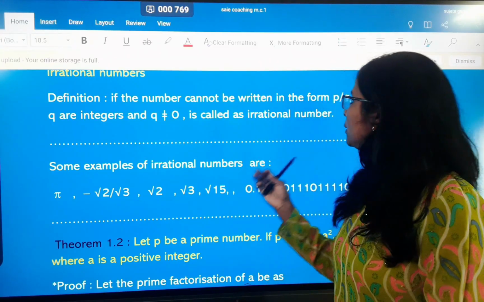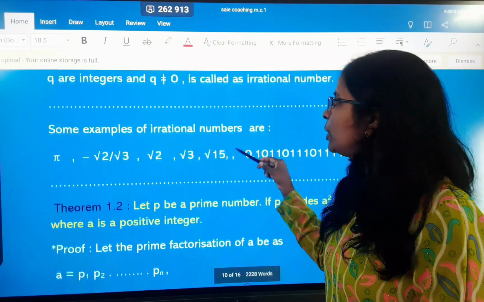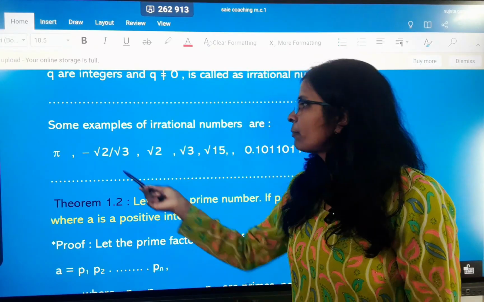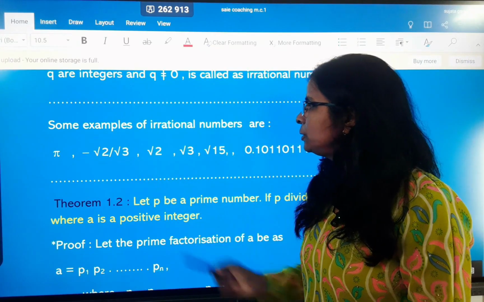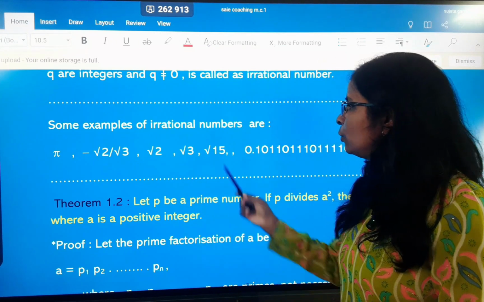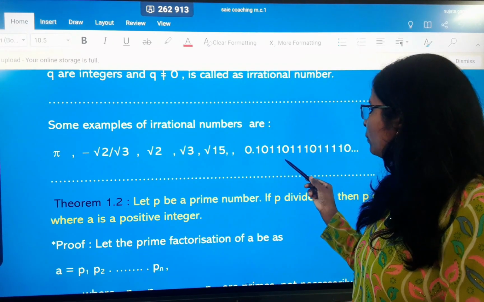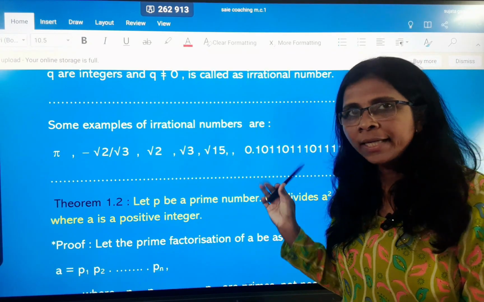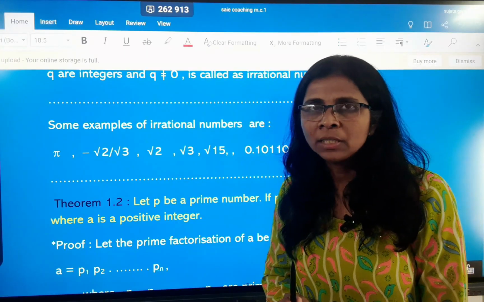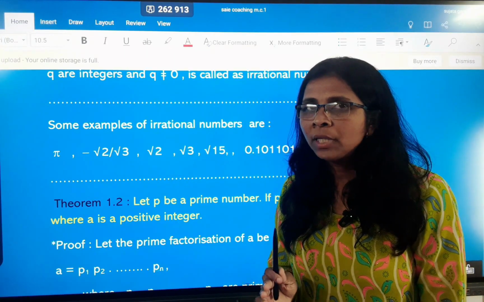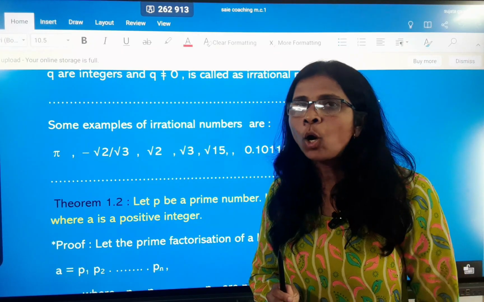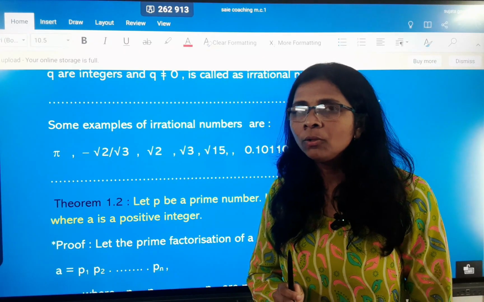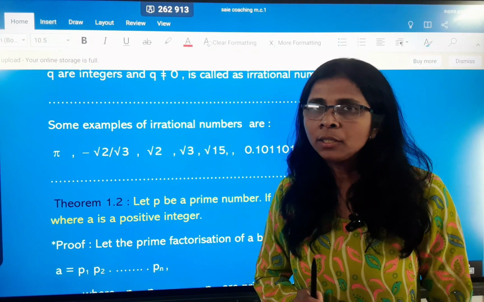Here are some examples of irrational numbers: pi, minus root 2 upon root 3, root 2, root 3, root 15, 0.10110111011110. So these are examples of irrational numbers. Get this point? Any number which cannot be written in the form p upon q, where p and q are integers, q is not equal to 0, is called an irrational number.